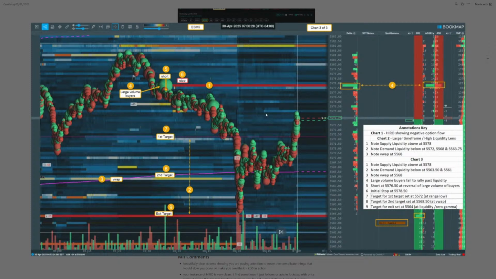Because you can see along here with this progression to the downside, buyers tried and they failed. Buyers tried when I got short. Buyers tried just below the number one. They tried to hit that liquidity up there. They failed. Absolutely. So you're looking for this kind of capitulation.